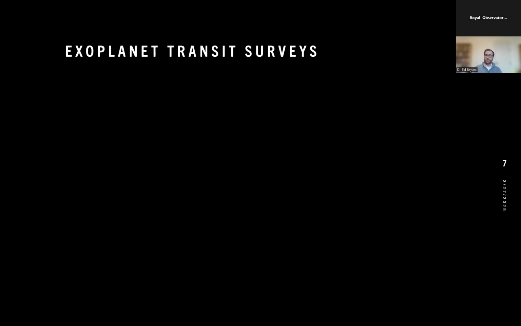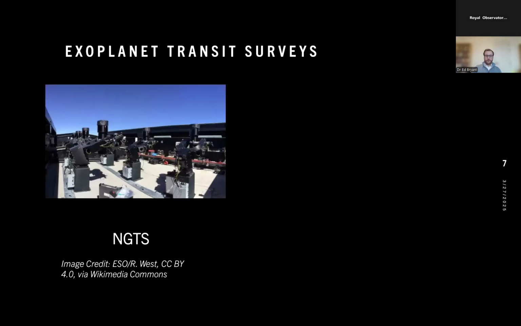And so the way we look for these transiting planets is by using transit surveys. So transits themselves are quite rare, as I'm sure you can imagine. The planet actually needs to be orientated in its orbit such that it passes in front of the star. What this means is that many, many planets don't cause transits. So to find some planets, we need to look at lots and lots of stars. And we do this with, for example, the NGTS, the Next Generation Transit Survey.